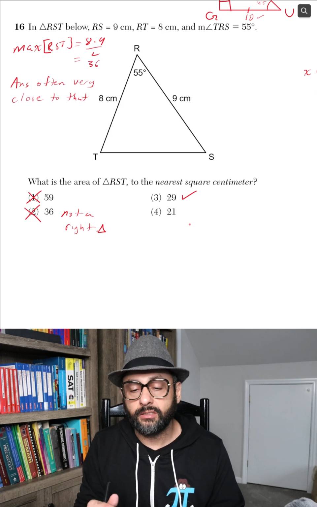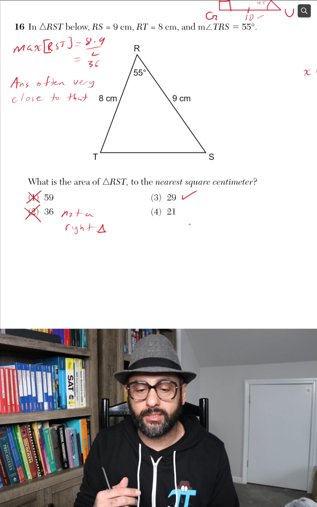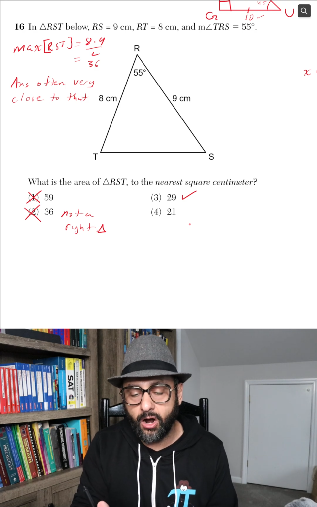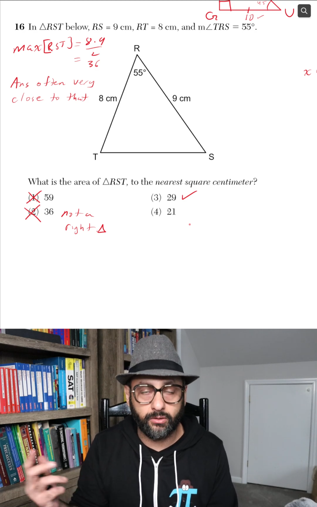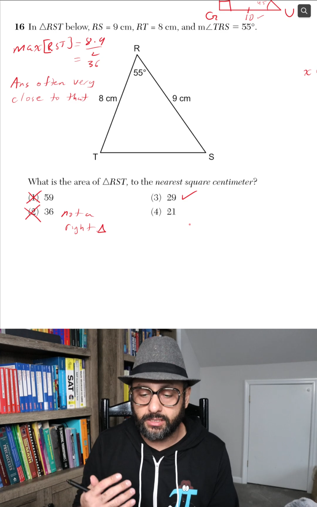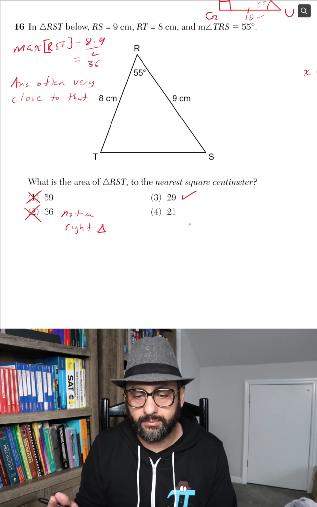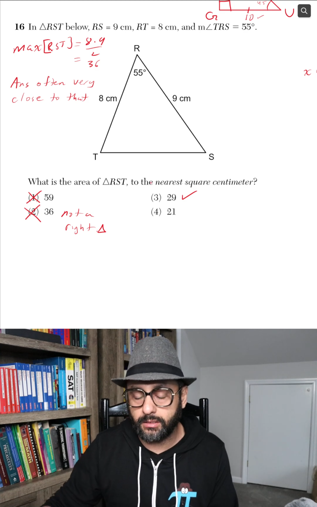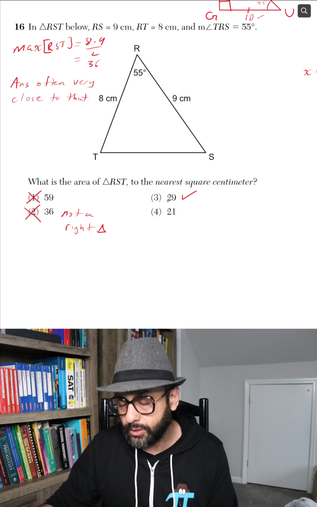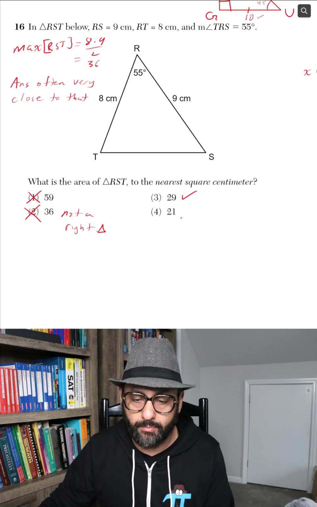So, intuition fixer: it's not going to be 8 times 9 divided by 2, because the angle R, 55 degrees, is not a right angle, 90 degrees. However, the answer should be close to that 8 times 9 divided by 2. And so 29, choice 3, is looking mighty fine.